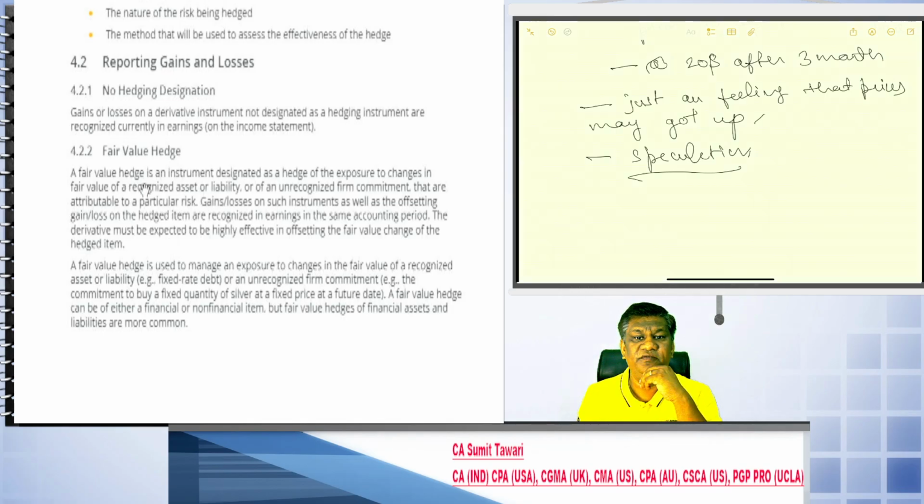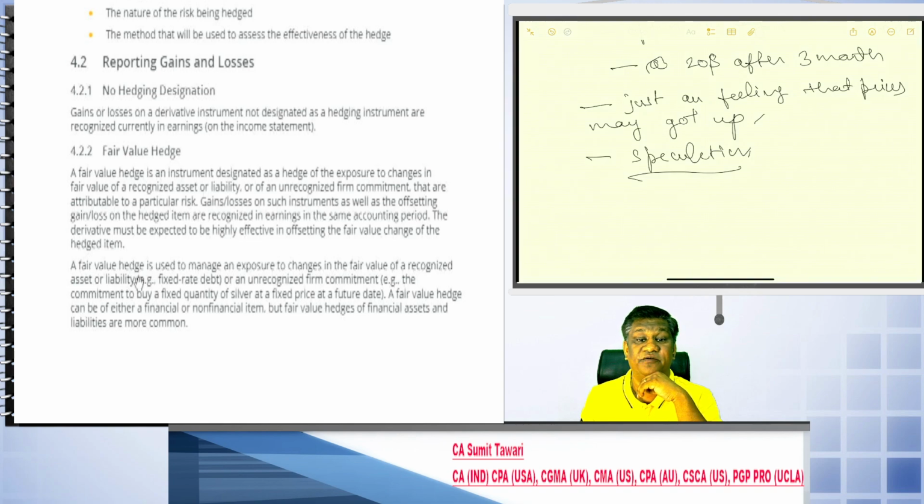A fair value hedge is an instrument designated as a hedge of the exposure to changes in the fair value of a recognized asset or liability, or of an unrecognized firm commitment, that are attributable to a particular risk. Gain and loss on such an instrument, as well as offsetting gain and loss on the hedged item, are recognized in earnings in the same accounting period. So the derivative must be expected to be highly effective in offsetting the fair value of the hedged item.